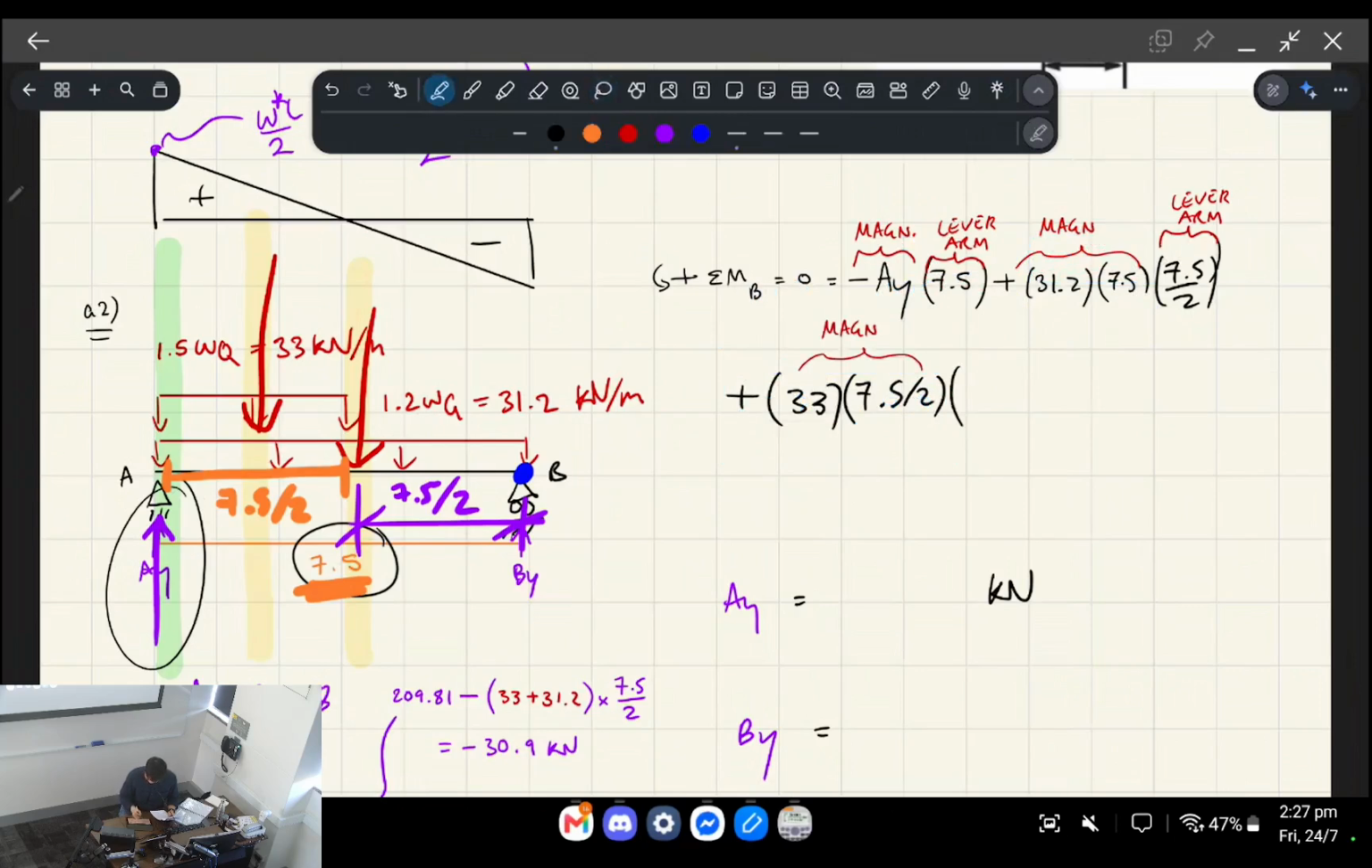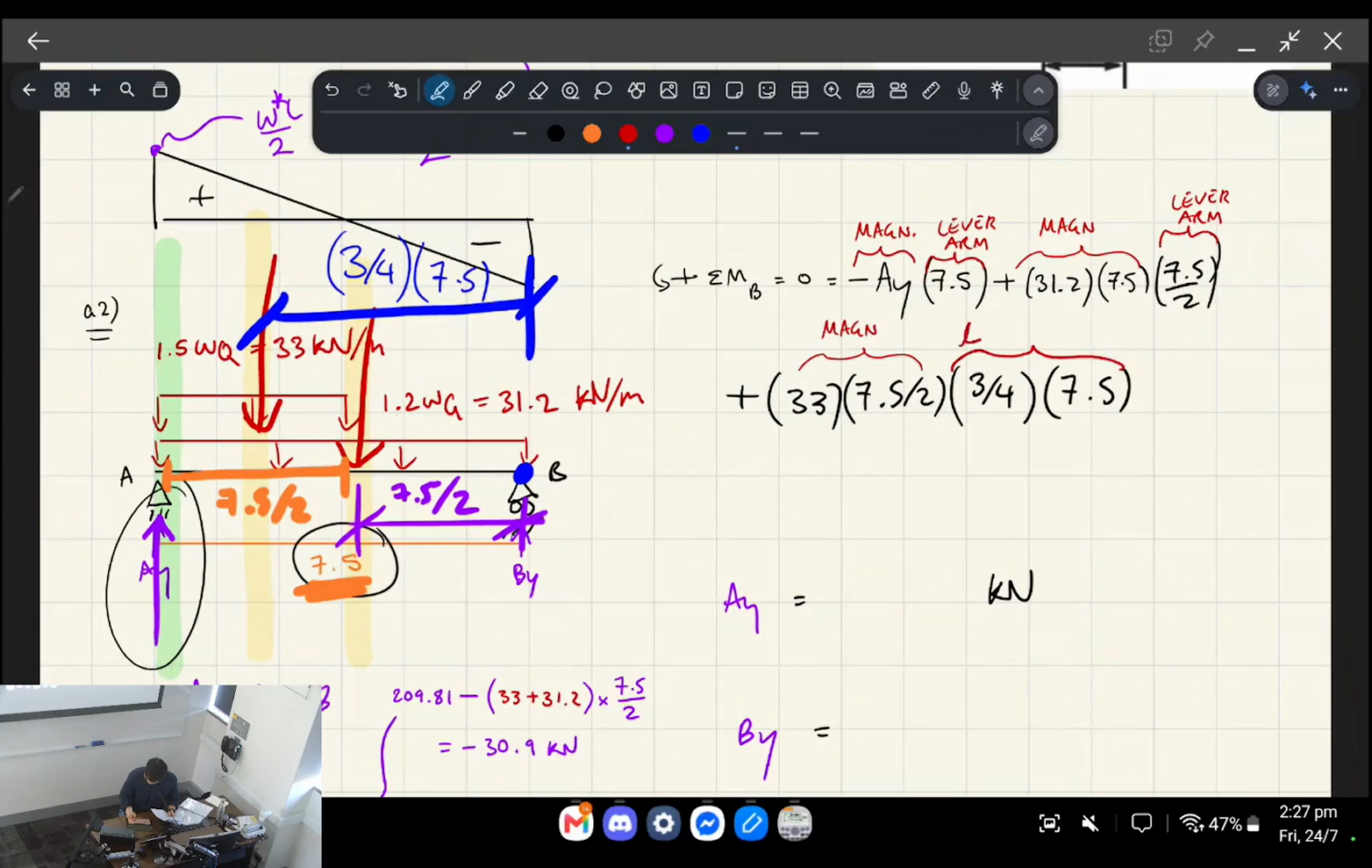And lastly, we're going to have to find now this distance here. This distance is the lever arm from our point of reference to the middle of the live load. And that is going to be 3/4 multiplied by our overall length, 7.5. It's 3/4 because if you think about it, it's half the beam plus a quarter of the beam. So therefore, it's 3/4 of the beam that is the lever arm distance. So that's 3/4 multiplied by 7.5. So that is our lever arm.